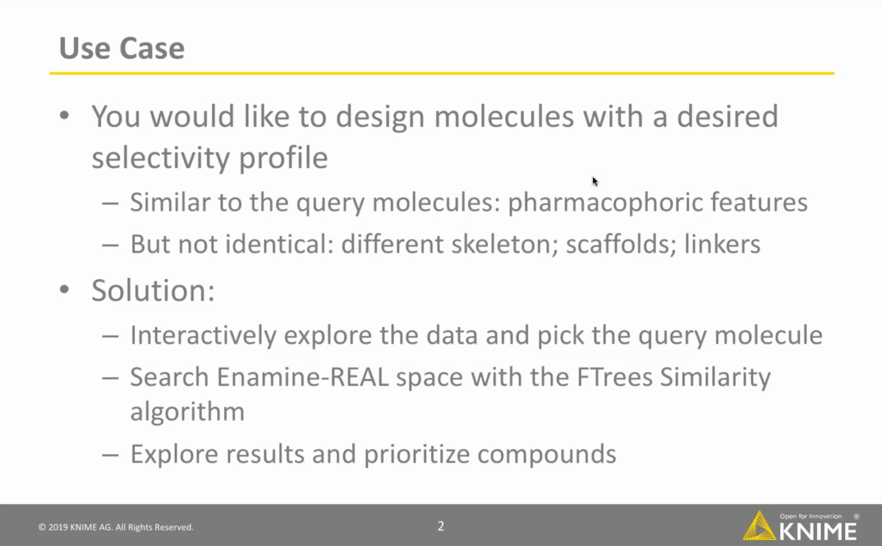So what could be the solution? Ideally, we would first like to interactively explore the data that is available, and then pick the query molecules. After we've done picking the query molecules, we can put them into the search through, for example, Enamine REAL Space using the FTrees similarity algorithm, the one that uses pharmacophore-like similarity. And at the end, we would like to explore the results and prioritize the compounds.